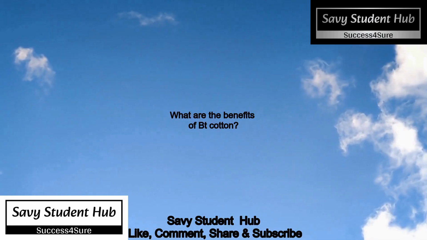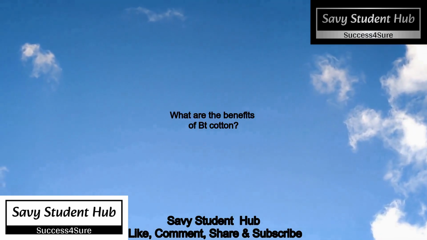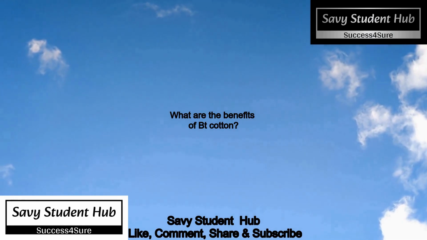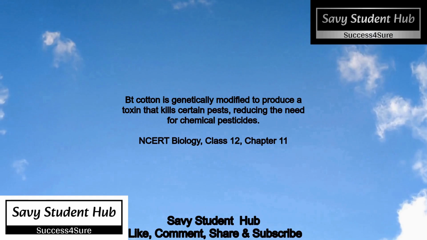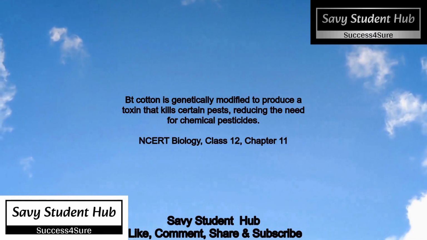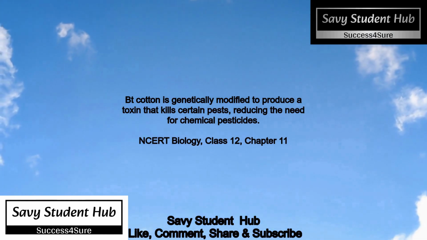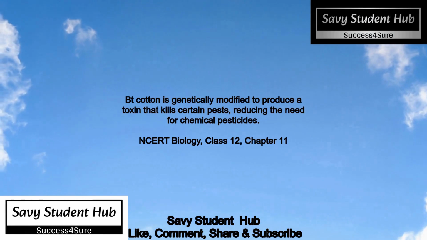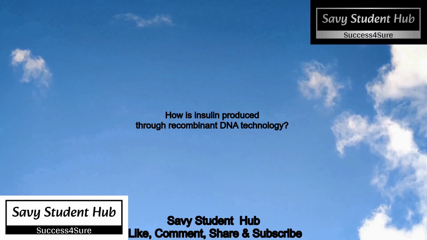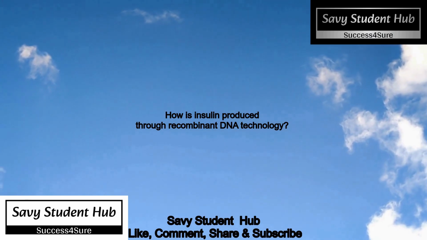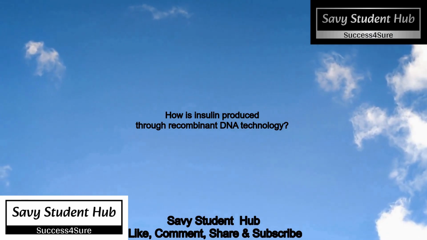What are the benefits of Bt cotton? Bt cotton is genetically modified to produce a toxin that kills certain pests, reducing the need for chemical pesticides. How is insulin produced through recombinant DNA technology?